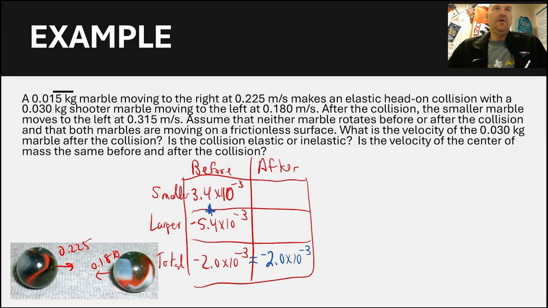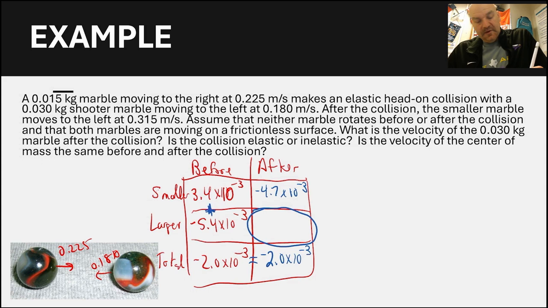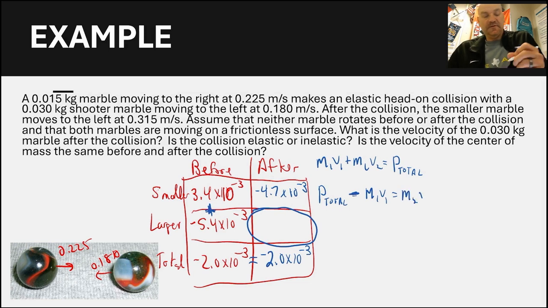All right. Now we know the information for the smaller marble after. We take that 0.015, multiply it by 0.315, and we get negative 4.7 times 10 to the negative 3. Now, how do we fill in this box? Because that's our goal, we're looking for the larger one. Well, M1 V1 plus M2 V2 equals our total. So you do a little algebra, and you get P total minus M1 V1 equals M2 V2. Essentially we subtract them, but in the long run, we're going to add them. This is going to be 2.7 times 10 to the negative 3, and that becomes the momentum of our larger marble.